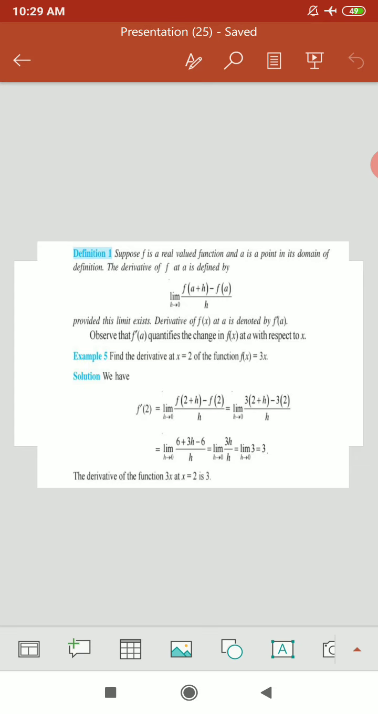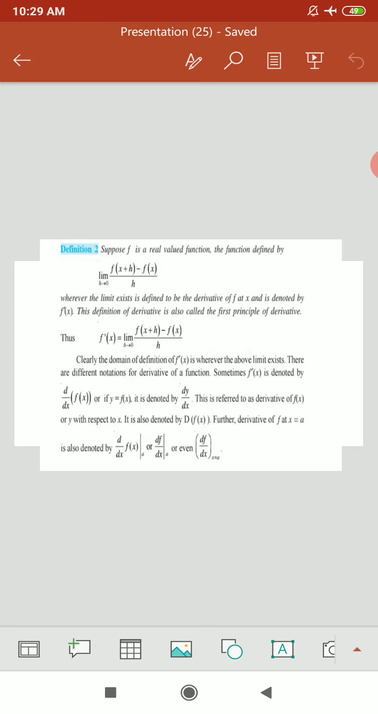ठीक है, नेक्स्ट डेफिनेशन देखिए. This was the derivative of a function at a particular point, at some particular point. Now if we have a function, suppose f is a real valued function, the function defined by limit h tends to 0 f of x plus h minus f of x divided by h is called the derivative of f.